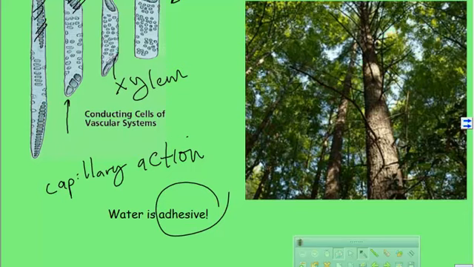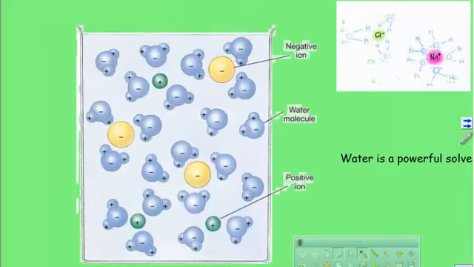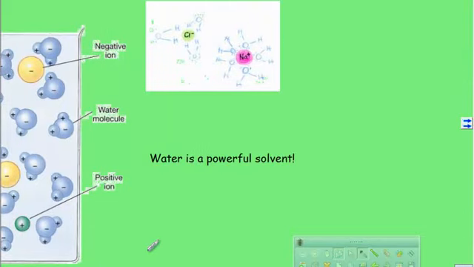So that water sticks to the sides of those xylem tubes, because it's adhesive, and is pulled up by the tree. So that's adhesion. And water's a great solvent. So what does that mean? That means because oxygen's so electronegative, if I put something like salt in that water, like this little goofy drawing, water would dissolve it.